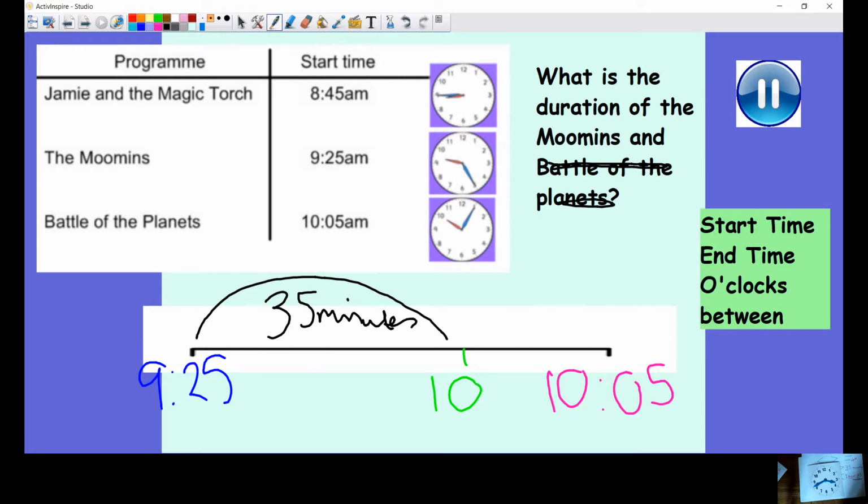Fantastic. What's the jump between 10 o'clock and 5 past 10? Remember, 10 is just 10:00. We've not passed any minutes. It's just 5 minutes. So the Moomins, fantastic program, is 40 minutes. And a fantastic book, actually, the Moomins as well.